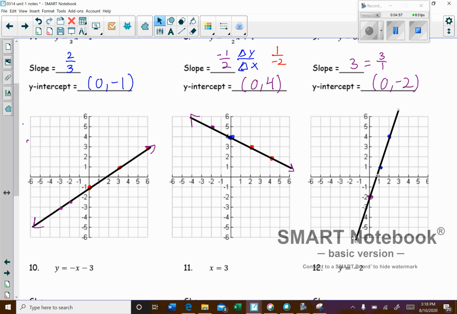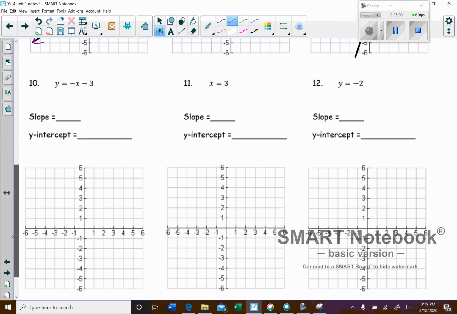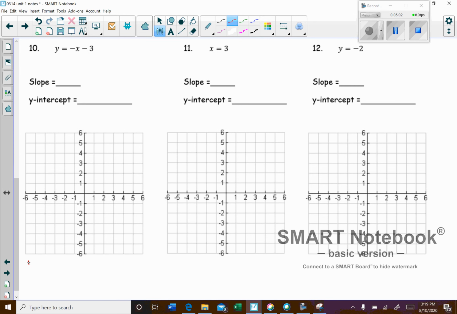All right. Moving on down. Okay, kind of more of the same. So here I have y equals negative x minus 3. So that's an understood negative 1 in front. So that's my slope, negative 1. And then my y-intercept, if I let x equal 0, then y is going to equal negative 3.